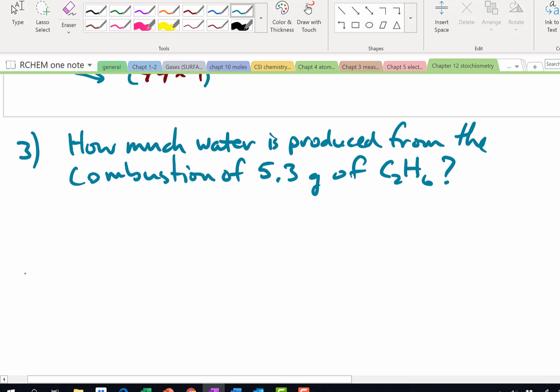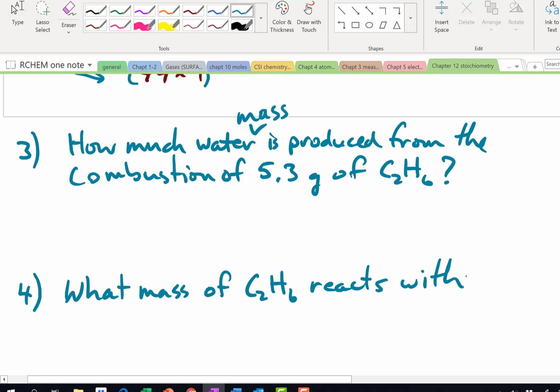And then problem number 4, how much water in mass? So I forgot to put mass. So here, what mass? Any number? 12.7. Okay, reacts with 12.7 grams of oxygen.